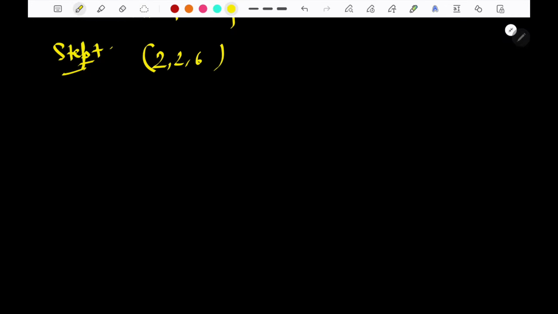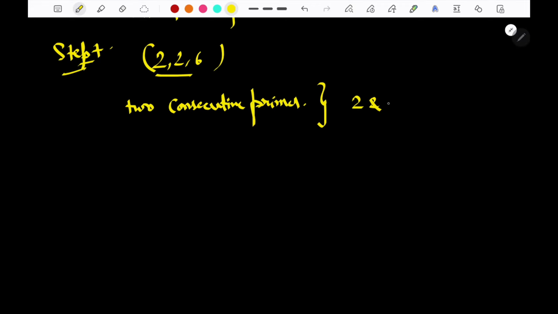We say 2, 2, 6. Start taking the cases. Now, what do we need? We need 2 consecutive primes. Why 2 consecutive primes? In the beginning, already in step 1, I said that if there are 2 factors, it means n and n plus 1 both must be prime. So there is only one case, 2 consecutive primes. And which are they? 2 and 3. So it means we can say here n plus 1 are primes.